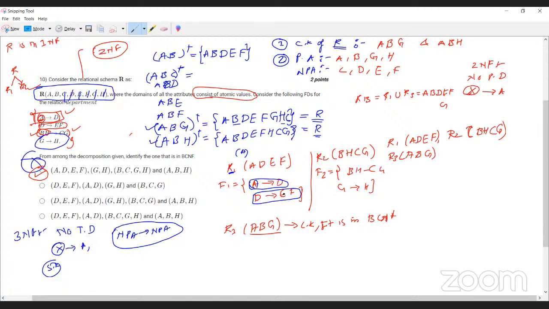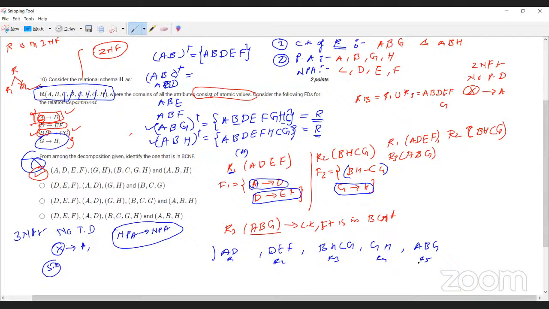So you decompose that further. Now for here, BH determines CG is a key here, right? Correct. So these two functional dependencies are not satisfying my BCNF condition. I can simply decompose it into AD, DEF, BHCG, and GH, and at the last ABG. So all the relations are in BCNF here. You can see it is R1, R2, R3, R4, R5.